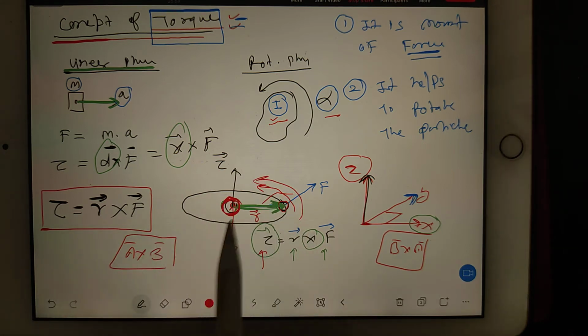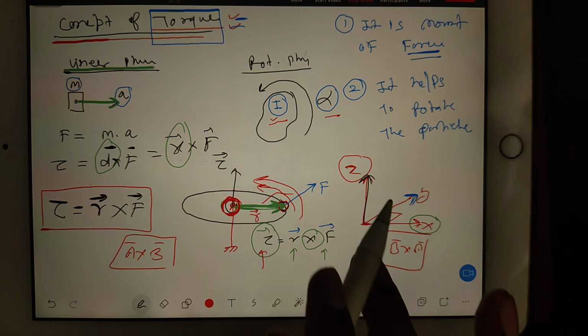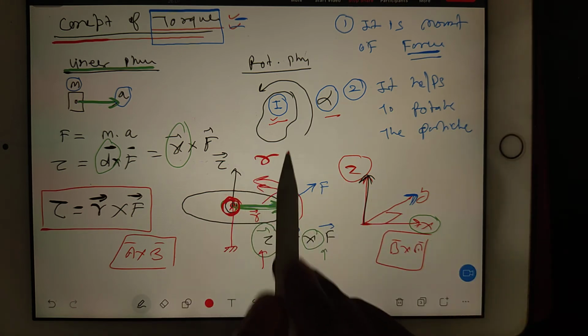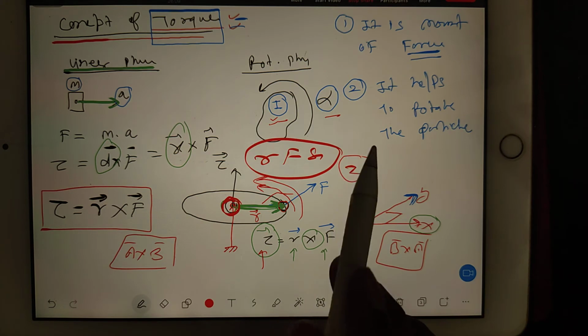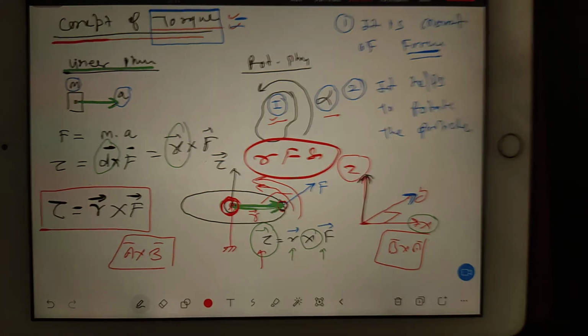After that you can open this, so it will look like fr sine theta or rf sine theta. In scalar format, order does not matter, whether r comes first or f comes first, sine theta, this doesn't matter. So now we'll go ahead. I'm changing the page.